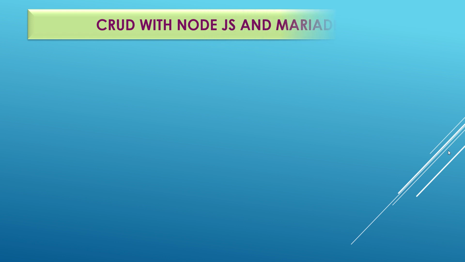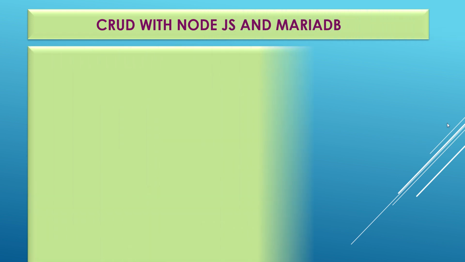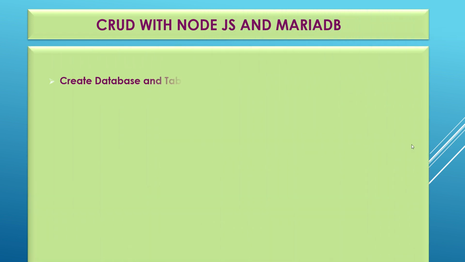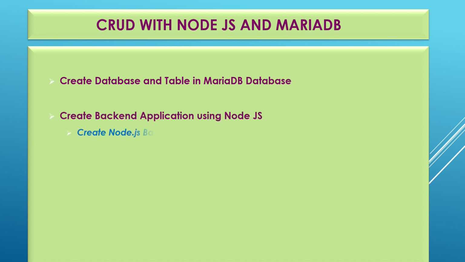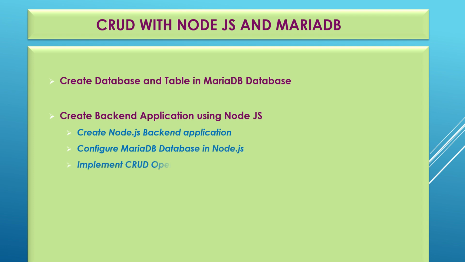So these are some points which we are going to cover in sequence. First, we will create a database and table in MariaDB using the HeidiSQL interface. Next, we are going to create a backend application using Node.js, and in that we are going to configure the MariaDB database in Node.js. We are going to implement all the CRUD operations, and finally we are going to test our CRUD operations and APIs using Postman. So this is about all the points which we are going to cover in this video. So without any further ado, let us jump into the coding part.